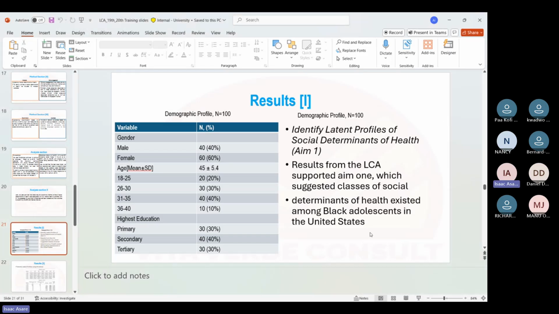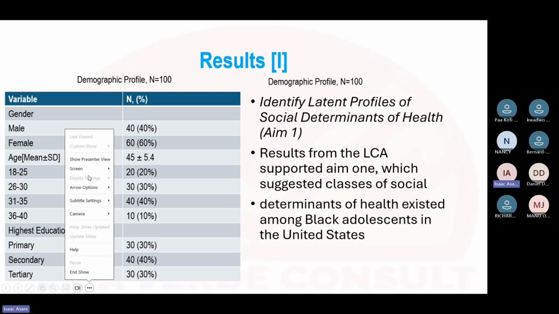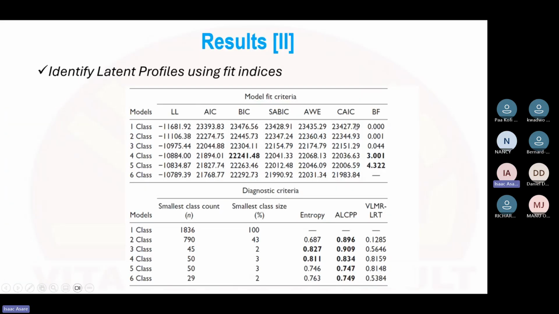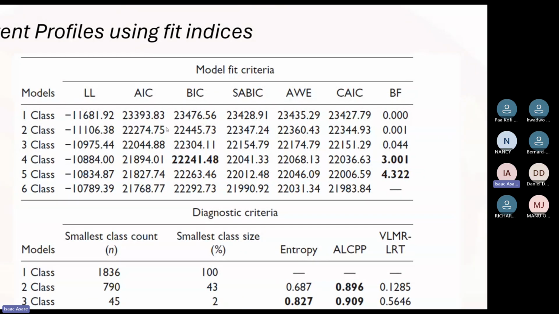Okay, so you have your demographic profile. That could be table 1, and then you have table 2. So this is how table 2 will look. That is identifying latent profiles using fit indices. So this could be your fit indices. Let's say these are the models: class 1, model 2, model 3, model 4, model 5, model 6. All this you need to do and then just put down the results.